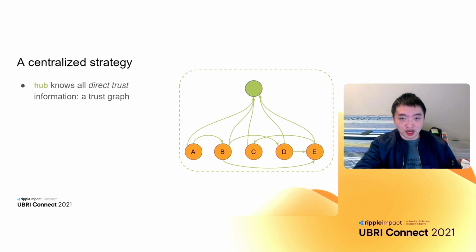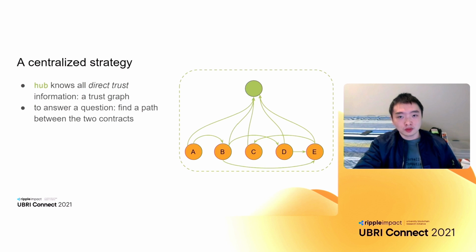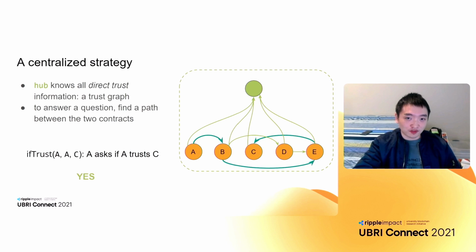In this strategy, the hub knows all direct trust over contracts. In other words, it knows the trust graph, like the figure on the right side. Notice that all contracts trust the hub. To answer a question, knowing only direct trust is not enough because the trust relation is transitive. So to answer a query, the hub needs to see if it can find a path between the two contracts. For example, if A asks if it trusts C, the hub needs to do path searching. It finds a path from A to B, then to E, then to C. It finds a path, then it returns yes.